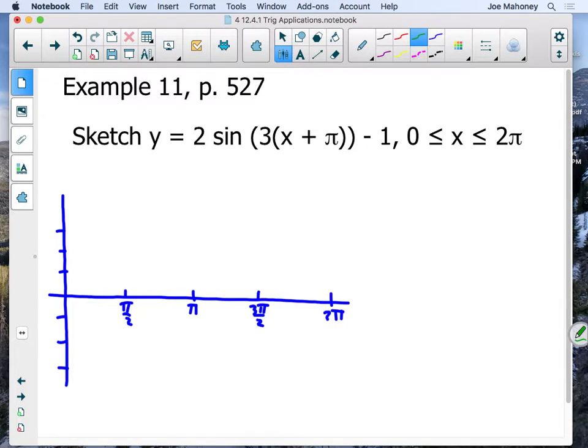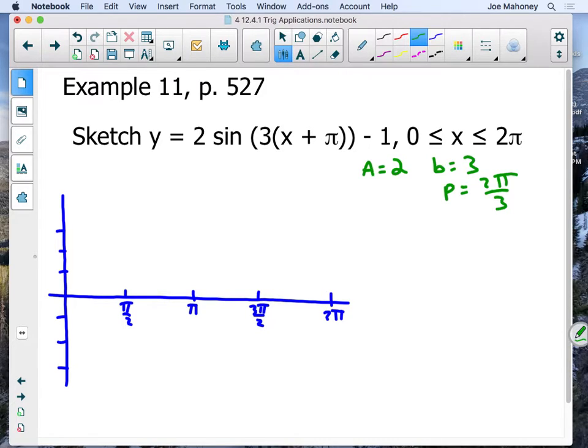So a couple things we know. We know that our amplitude is 2. We know that our frequency is 3. So then the period is 2 pi over 3. So what this is going to help us to figure out is that there's going to be 3 cycles of our graph in here.